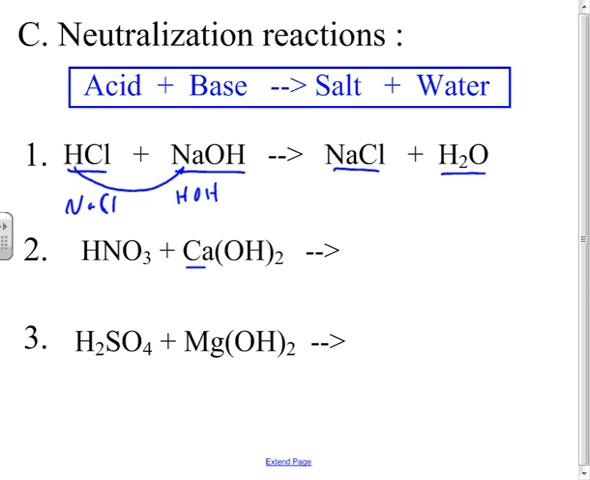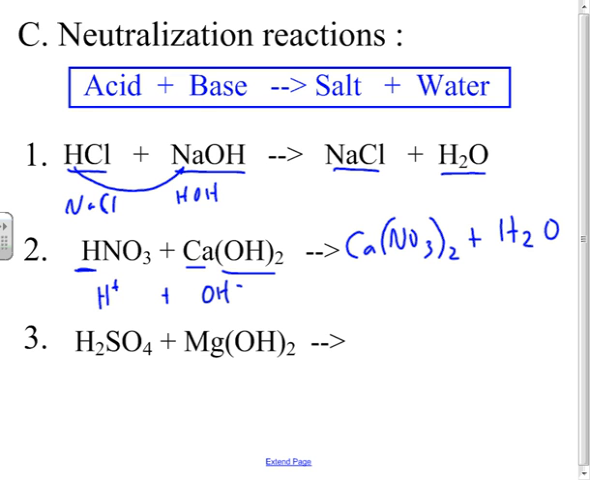Next one, calcium and the hydrogen switch places, giving me calcium nitrate and water. In terms of balancing, note we have 2 hydroxyls here, but only 1 hydrogen here. To get water, I need 1 hydrogen for every hydroxyl. So if I have 2 hydroxyls, I need 2 hydrogens, and 2 hydrogens and 2 hydroxyls will give me 2 waters.